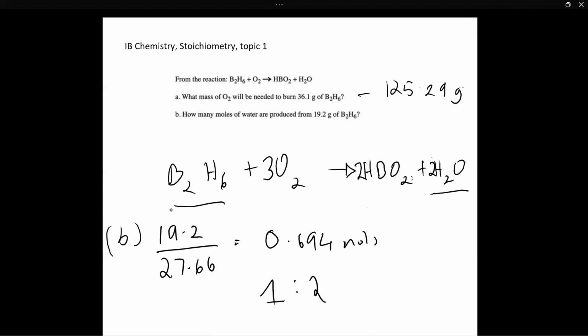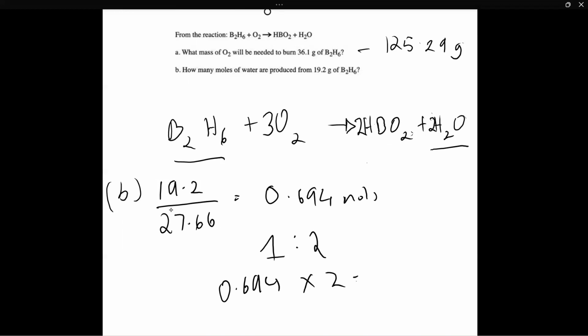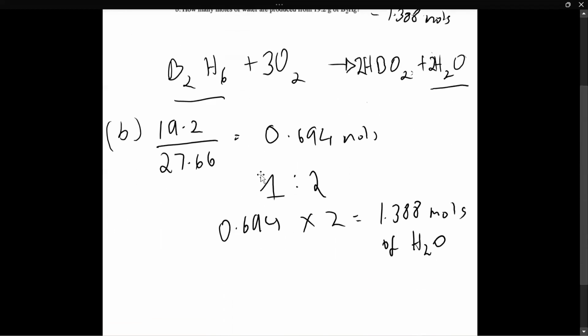So really, all we need to do now is multiply 0.694, which is the number of moles of B2H6 burned, by 2 to get the number of moles of water produced. And this gives us an answer of 1.388 moles of H2O. And that is it. That's how simple it was. 1.388 moles. That's it. And you have got your 2 marks already.